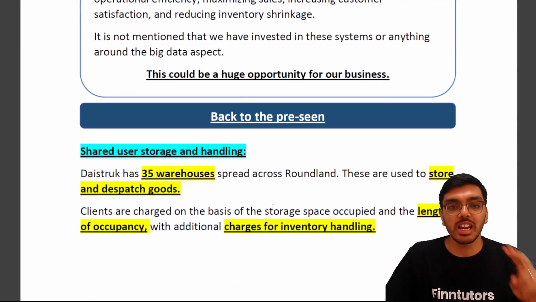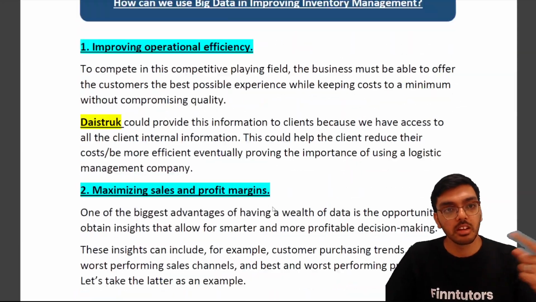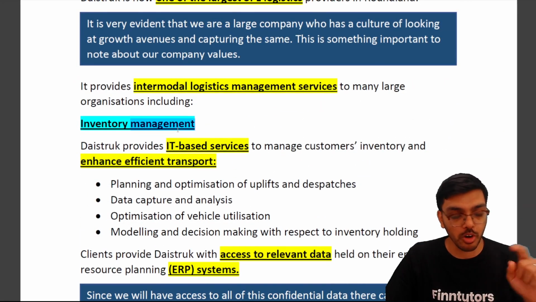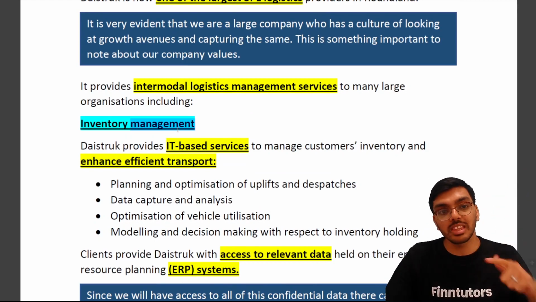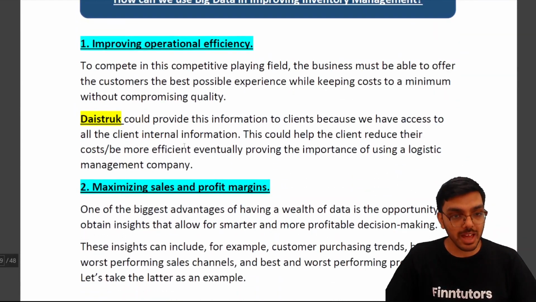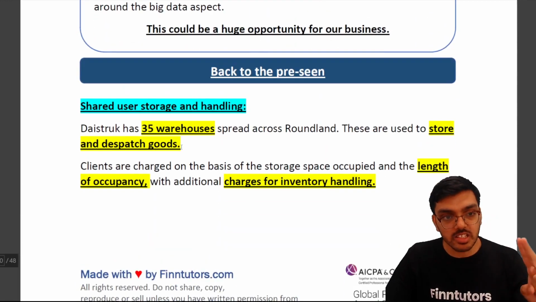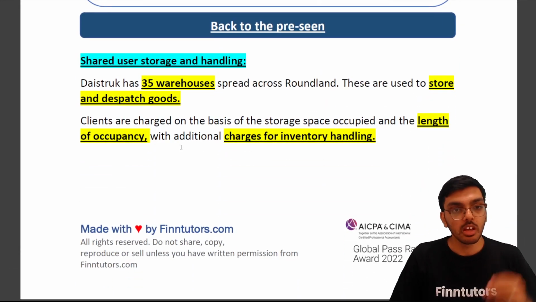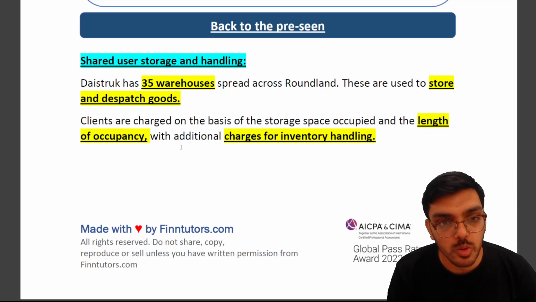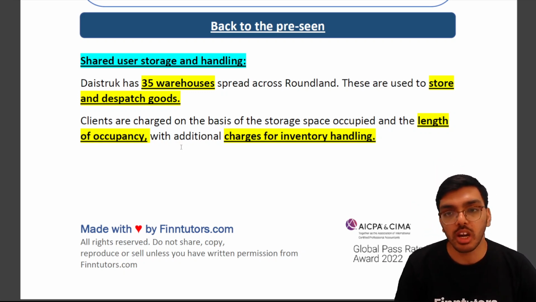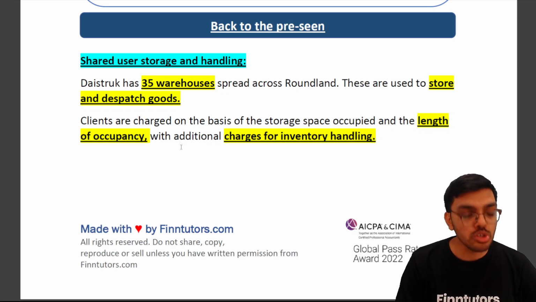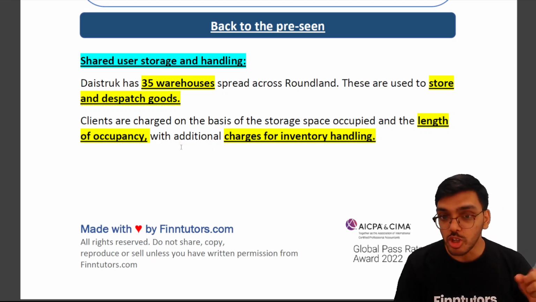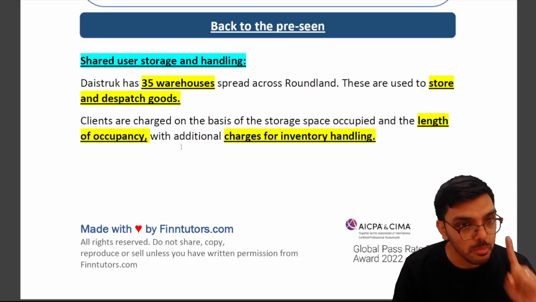Shared user storage and handling is the second service. The first service we were offering was inventory management, like we spoke about. So intermodal logistics, with that first service, inventory management. Second service, shared user storage and handling. Daistruk has 35 warehouses spread across Roundland. These are used to store and dispatch goods. So now we have warehouses. No mention of inland ports. Inland ports are very important.